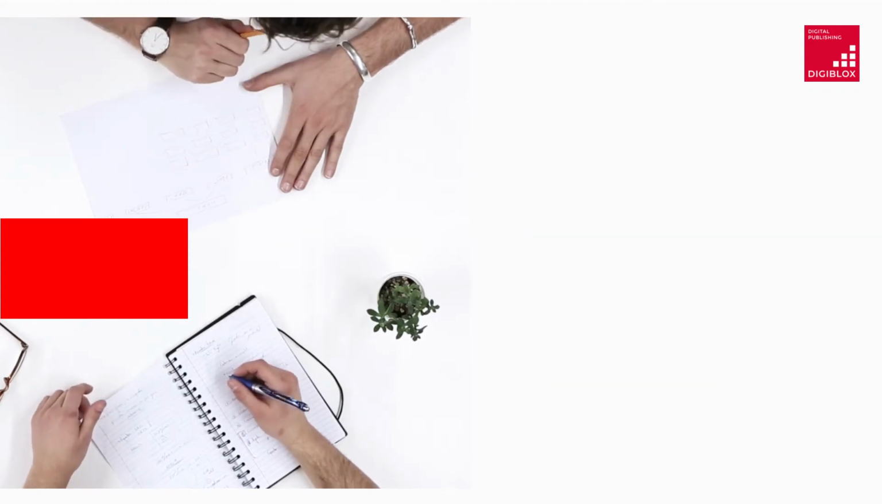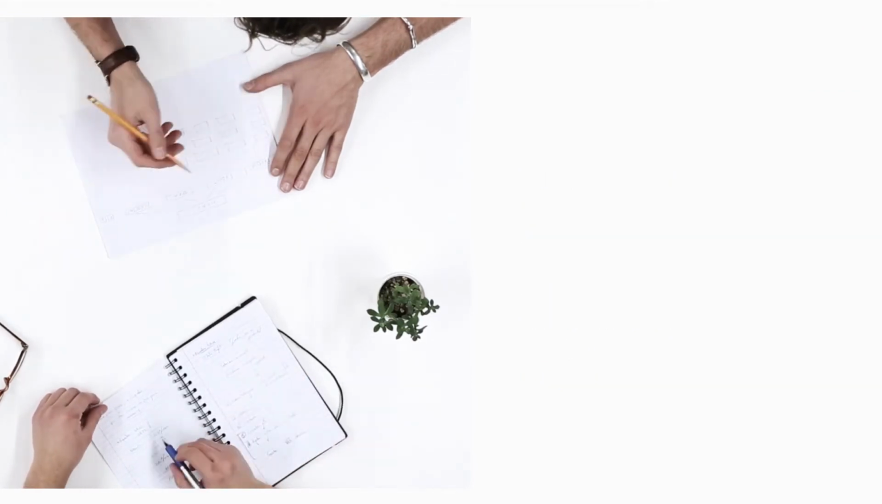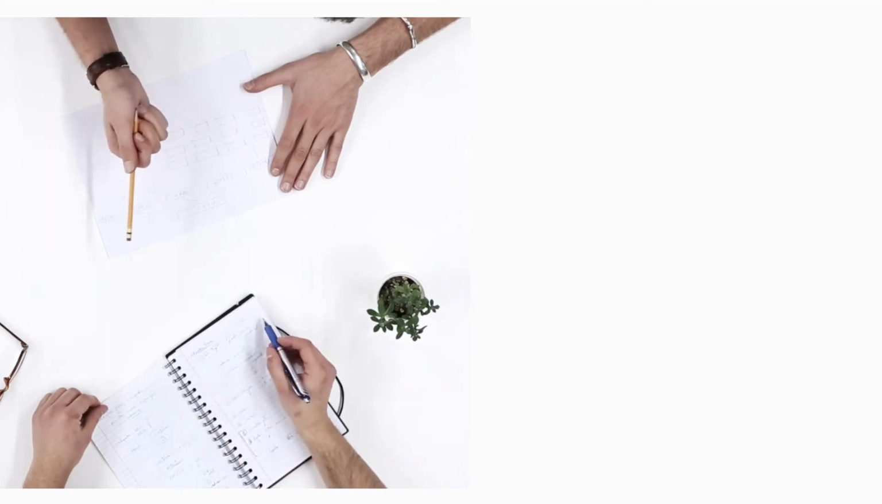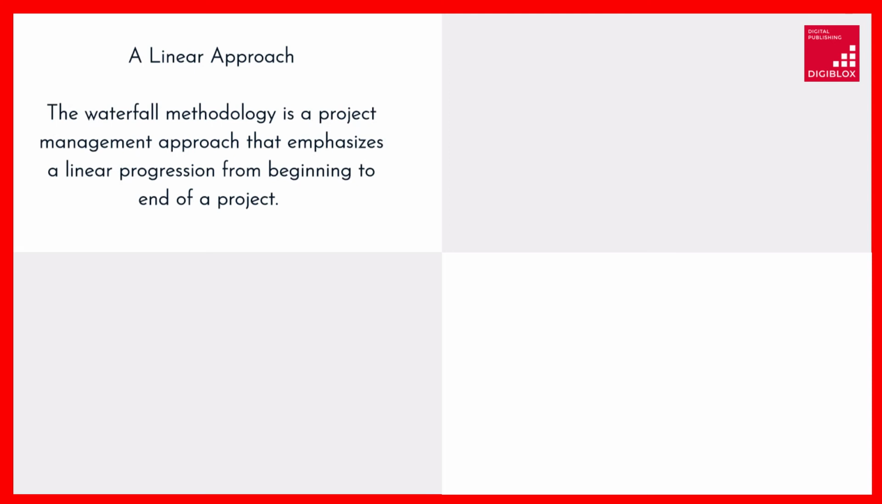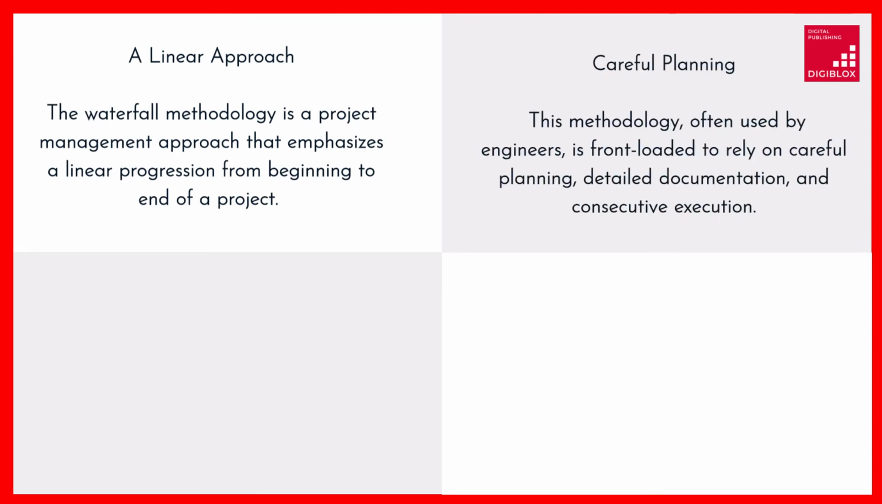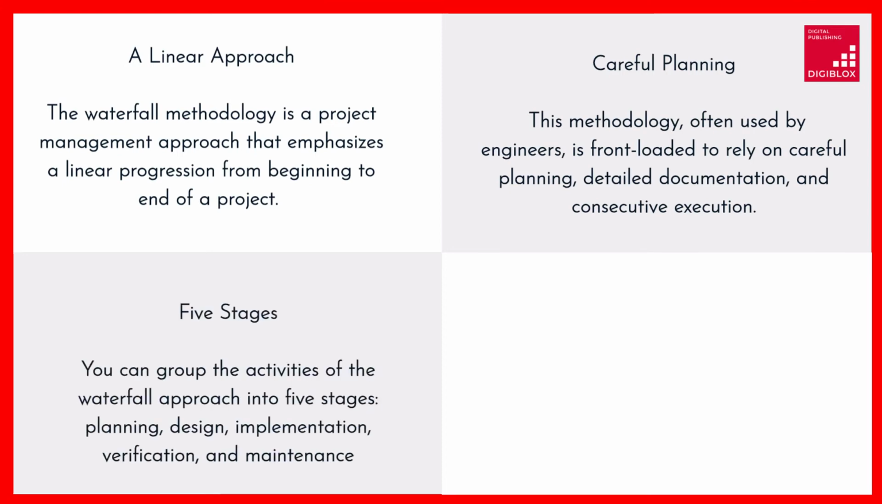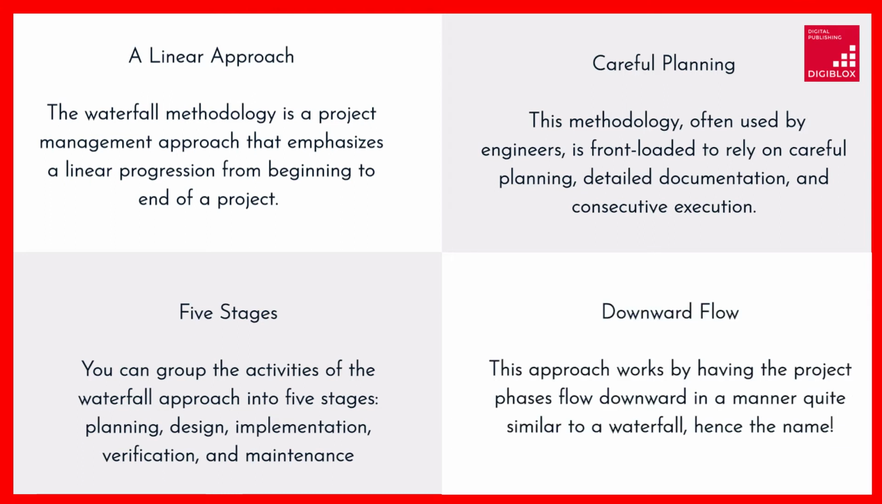Number 3. Waterfall. Of all the project management techniques on our list, this one may be the most conventional and linear. This approach works by having the project phases flow downward in a manner quite similar to a waterfall, hence the name. Using the waterfall model, you can only advance from one project phase to another, if it has been successfully completed. This methodology, often used by engineers, is front-loaded to rely on careful planning, detailed documentation, and consecutive execution.